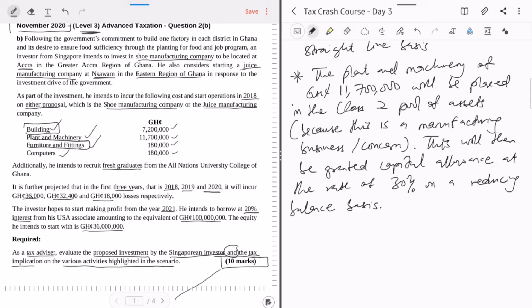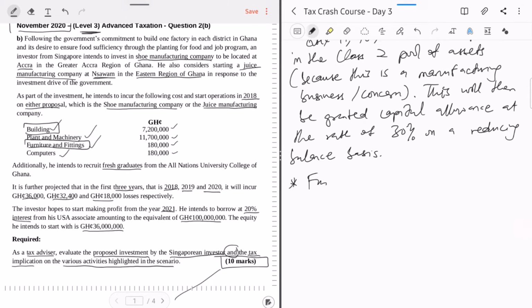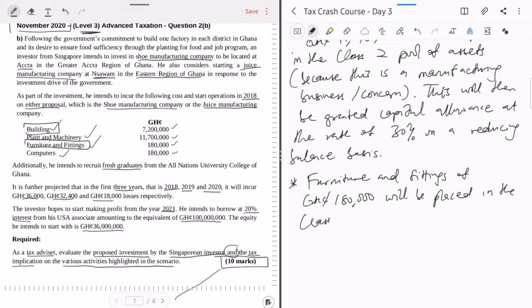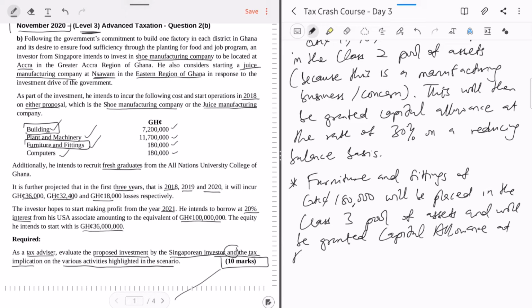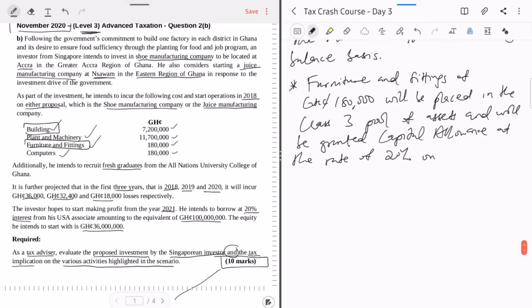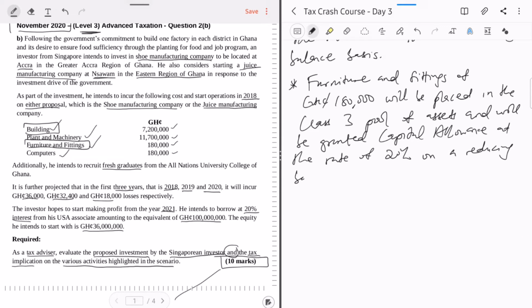So the next should be our furniture and fittings here. So we say, next, furniture and fittings of Ghana cedi 180,000, which pool? Class 3, right? Will be placed in the class 3 pool of assets and will be granted capital allowance at the rate of 20% on a reducing balance basis.